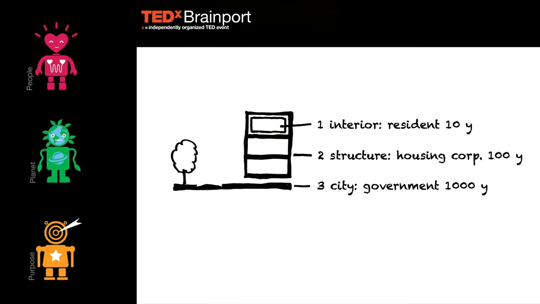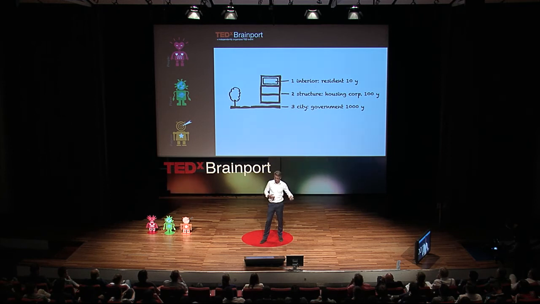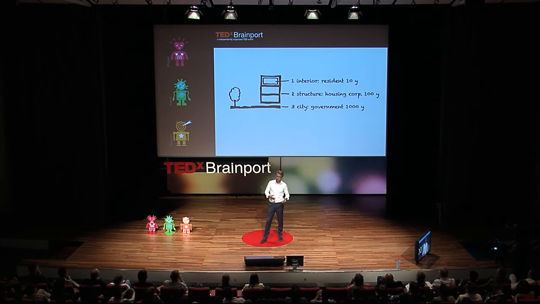The second layer is the structure of a building. And that can easily last up to 100 years, or in the city center of Amsterdam, 400 years. And the housing corporation should own that, because they can maintain it for such a long time. Then you have the third layer, and that's the city and the public space. That lasts up to 1,000 years, like our old historic cities in Holland. And therefore the government should be responsible for it.